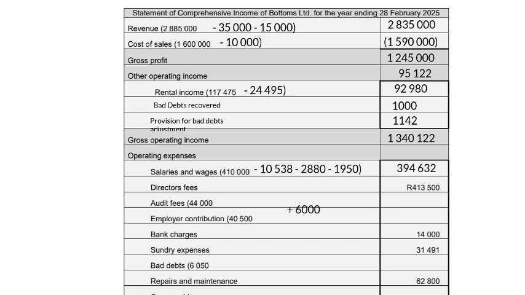Directors' fees remained unchanged. Audit fees, according to adjustment 2.8, an additional 6,000 Rand is still owing. So we need to add 6,000 Rand to audit fees to give us a new total of 50,000 Rand. Employer contribution, we start with 40,500 Rand, and according to adjustment 2.9, we need to subtract 3,900 Rand. That was deducted towards pension to give us a new subtotal of 36,600 Rand. Bank charges remained unchanged. Sundry expenses remained unchanged. Increase the bad debts by 700 Rand to give us a new total of 6,750.